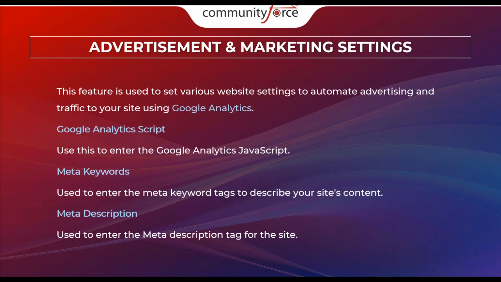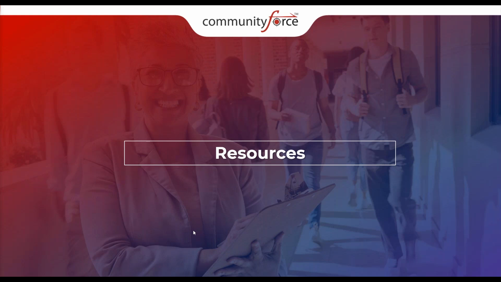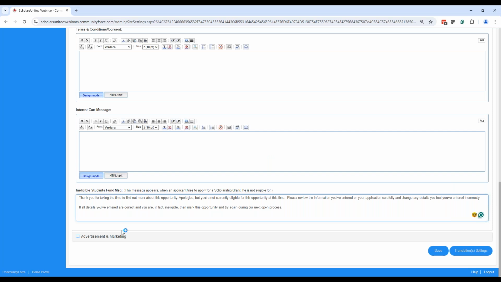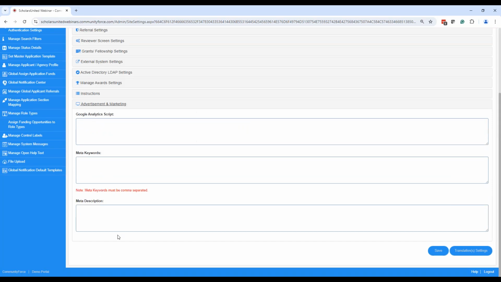And then the final instructions we want to talk about, actually there's two more, but advertisement. If you're using Google Analytics and you want to know where you put your meta words or your meta descriptions or your Google Analytics scripts, that is going to be in the advertising and marketing tab down at the very bottom of the site settings. There's your script, there's where you put those keywords, and there's where you put the description, so that if you're using those analytics and you want to know who's coming to your site and how to tag those individuals so you can keep track of that, then this is where you would enter that data.